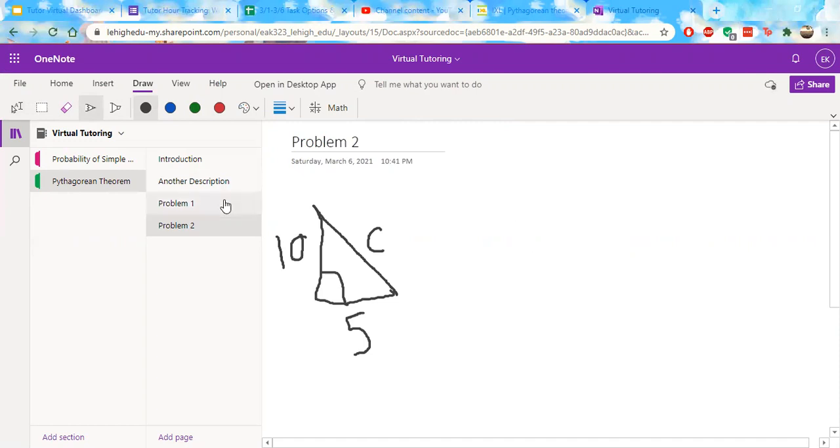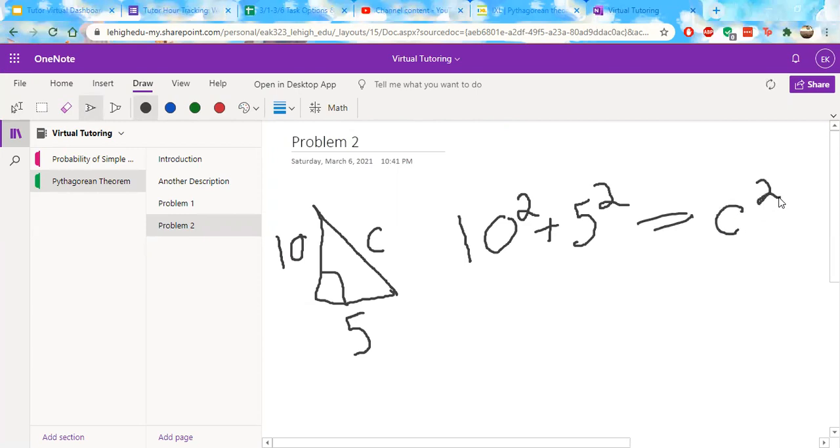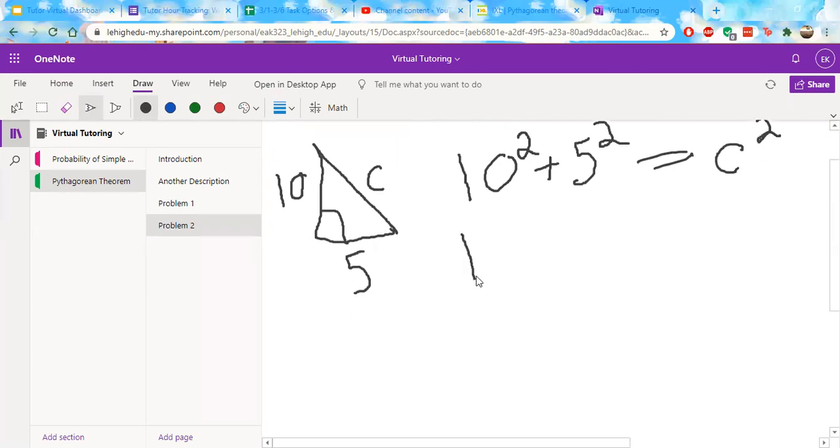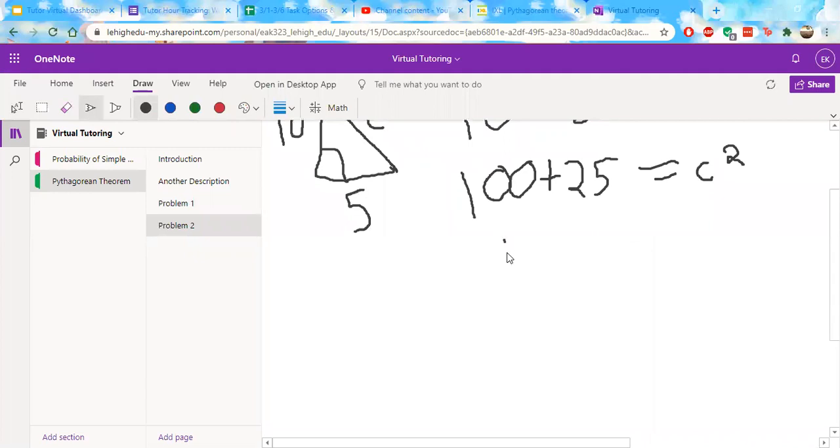All right. So let's set it up just like we did problem 1. We have 10 squared plus 5 squared equals c squared. So now we have 10 squared is 100, 5 squared is, we've already done this one, 25, and it equals c squared. So 100 plus 25 ends up being 125.